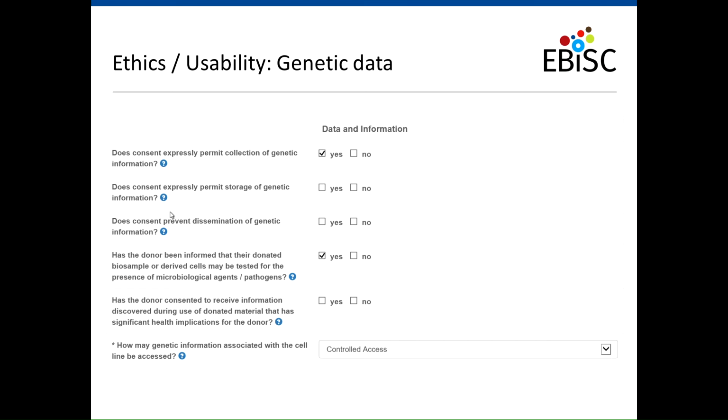Is the storage of genetic information allowed? Does consent prevent the dissemination of genetic information? And has a donor been informed that their donated biosamples or cells may be tested for the presence of microbiological agents or pathogens? And how is that fed back, perhaps, if something is found like HIV, to the donor? Has the donor consented to receive information discovered during the use of donated material? And all these issues are codified in the system.